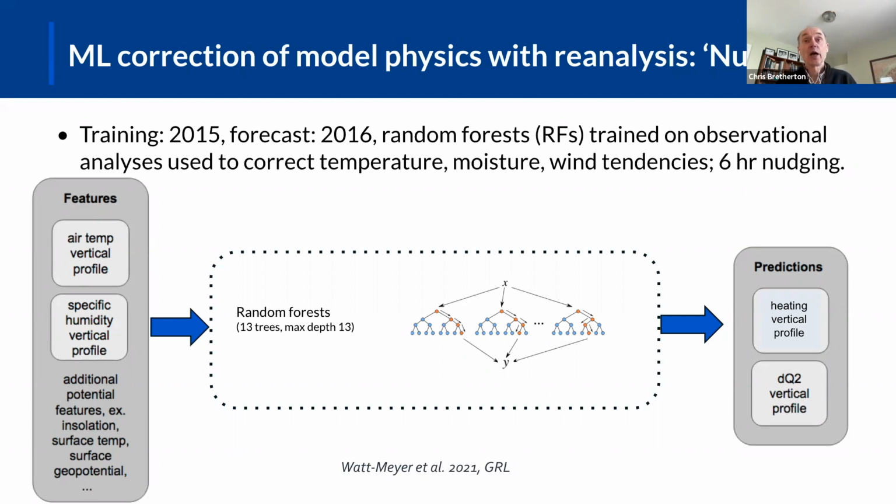Since we're doing column-oriented machine learning, our input features are the vertical profiles of air temperature and specific humidity, along with some additional things like the surface height, the sea surface temperature, and the insolation, which are also important scalar determinants of what we expect the physics-derived tendencies are going to be. So what we're predicting then is a heating and moistening profile. The predictions are then trained on these nudging tendencies.